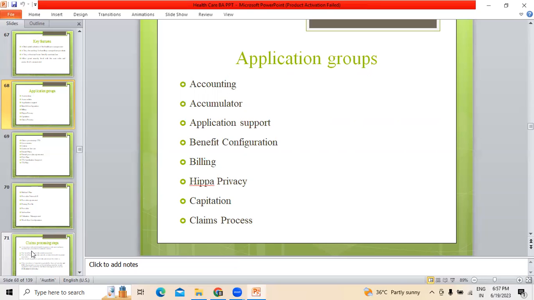First is accounting. Accounting groups have to be created, because whatever the financials are, everything will be updated there. Next, accumulators: whatever accumulation you want to make will also be added in the application group. Next, application support. Application support means there might be some applications, such as third-party tools, for which we require support, to have more security and safety. Understand, right? Third-party tools.